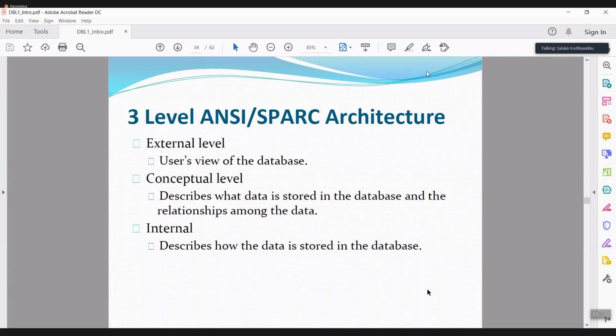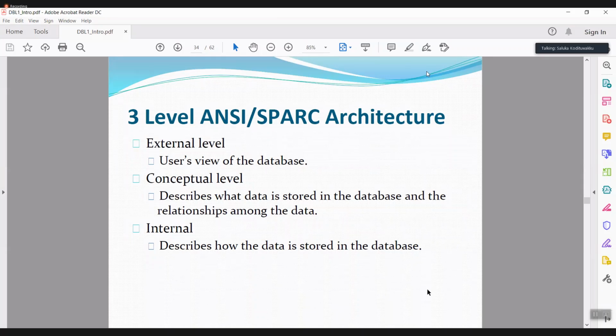When we have the account entity, the manager has a different view, the account representative has another view, and then the general customer and the teller have another view. All those views of end users are known as the external level. And this external level can be considered as a collection of application software written to access this particular database, because different users write their own applications based on their view of the database.